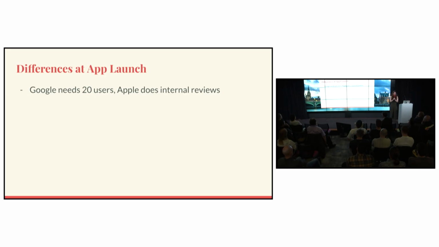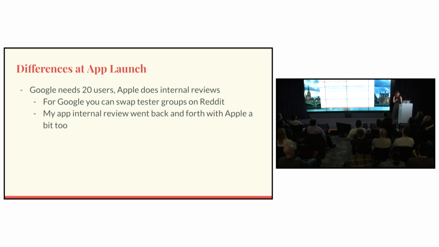So firstly, Google need 20 users to have downloaded your app as testers before they'll put it on the store, whereas Apple does internal reviews. I use these tester groups that you can find on Reddit, so you can sign up to use somebody else's app and they'll use your app. You have to have the app on your phone for a certain number of days, so it can be quite a hard requirement to meet. Whereas the flip side of that is when I sent my app to Apple, the internal review went back and forth a few times. I think it took me 3 attempts to get it on the store. They rejected it twice.